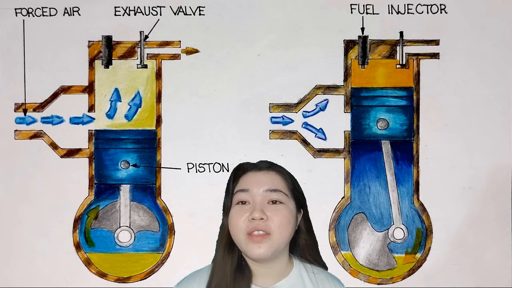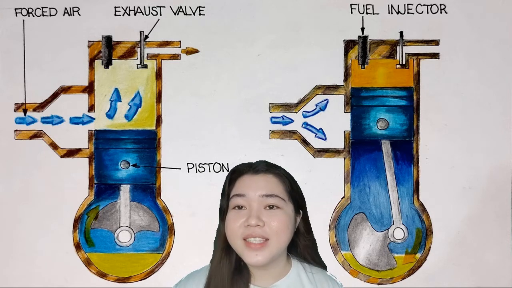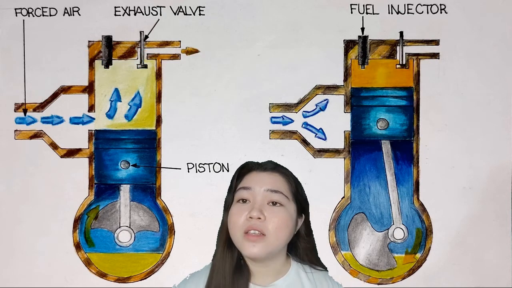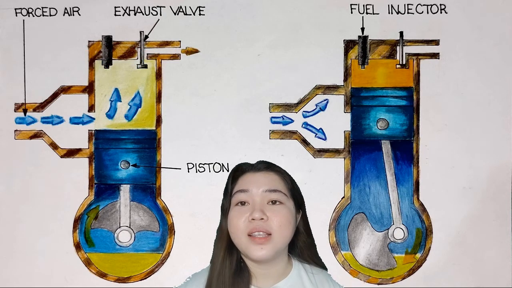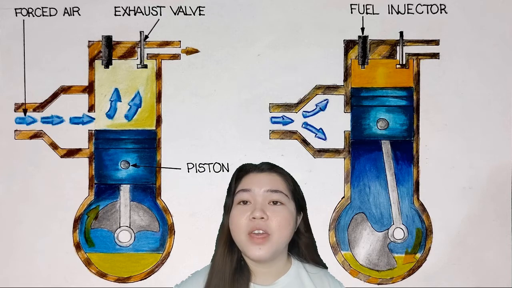So since we are done with the principle of operation of a 4-stroke cycle diesel engine, let us now move on to the 2-stroke cycle diesel engine. A 2-stroke diesel engine is a diesel engine that works by combining what is normally 4 cycles: the intake, the compression, the combustion, and exhaust. It only has 2 strokes or 1 revolution of the engine.